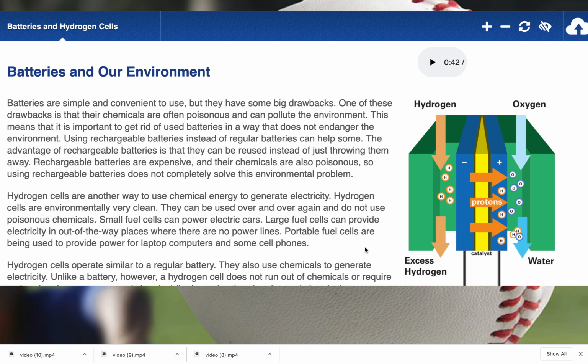Rechargeable batteries are expensive, but their chemicals are also poisonous, so using rechargeable batteries does not completely solve this environmental problem. Hydrogen cells are another way to use chemical energy to generate electricity. Hydrogen cells are environmentally very clean. They can be used over and over again and do not use poisonous chemicals. Small fuel cells can power electric cars. Large fuel cells can provide electricity in out-of-the-way places where there are no power lines. Portable fuel cells are being used to provide power for laptop computers and some cell phones.